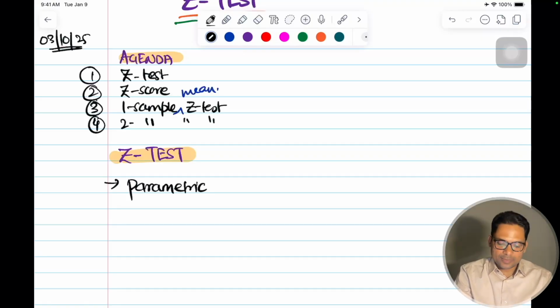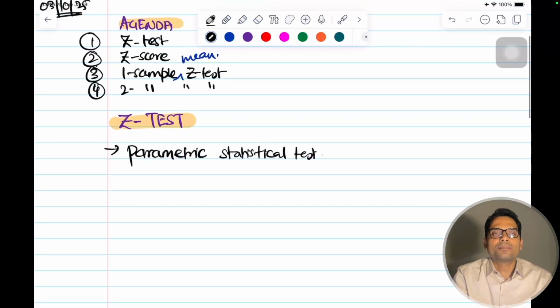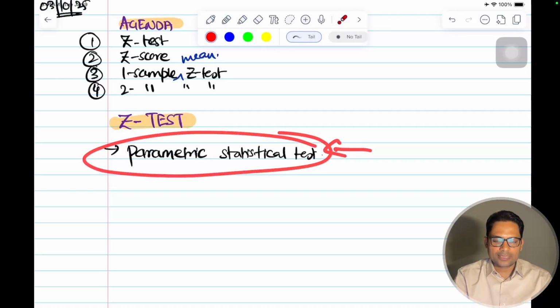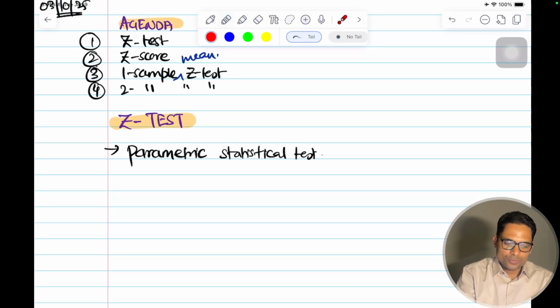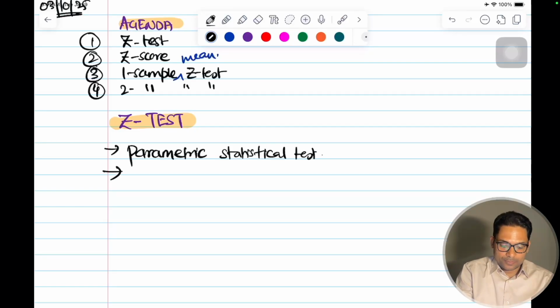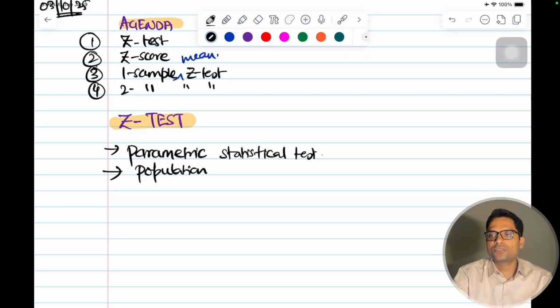A parametric statistical test means it makes some assumption about the underlying data. It says that the population variance is known and the data is normally distributed. So that's what we mean when we say it's a parametric statistical test: it makes some assumption on the distribution of the underlying data and the parameters that are there. So it assumes that the population variance or population standard deviation is known.